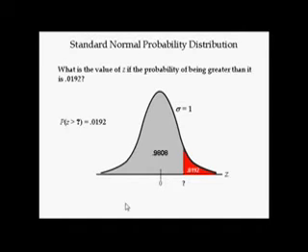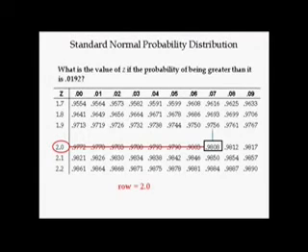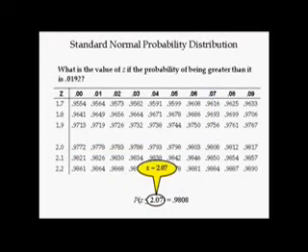To find the z-value, we need to answer this question. What is the value of z if the probability of being less than it is 0.9808? So we find 0.9808 in the z table. It is in row 2.0 and column 0.07. Thus the probability of z being less than 2.07 is equal to 0.9808. So z is equal to 2.07.